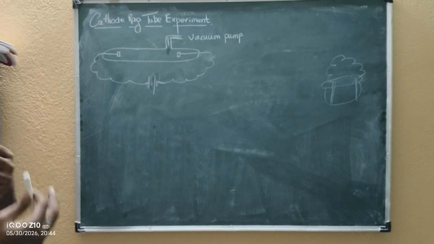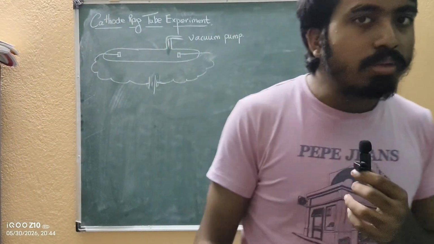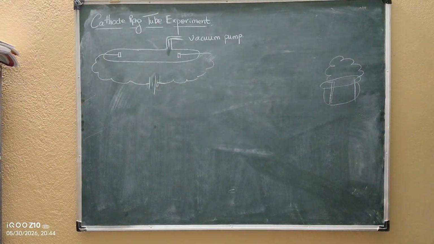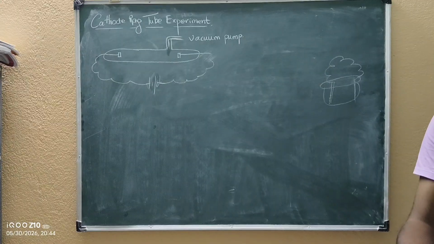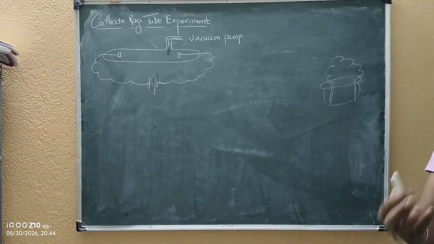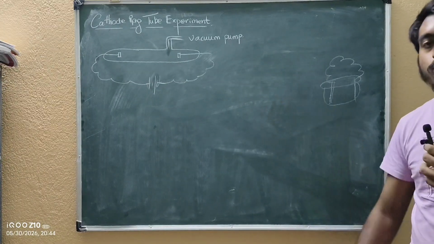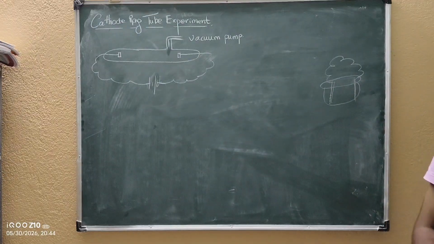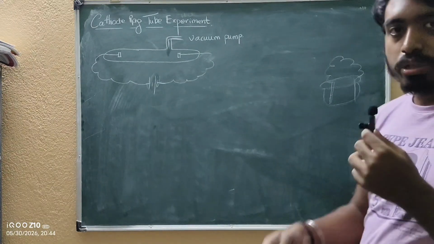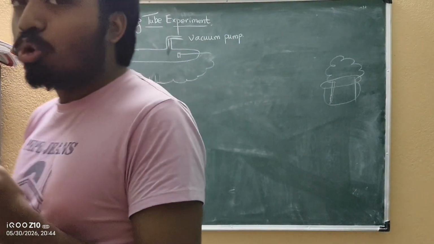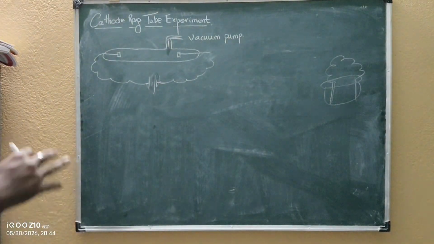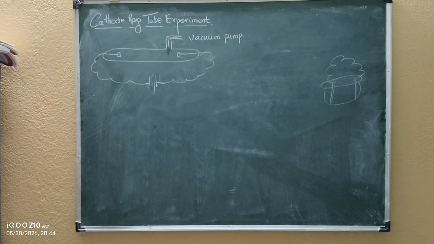when we are performing the CRT experiment, we cannot perform it at normal pressure. What is the normal pressure? One atmosphere is the normal pressure. We cannot do this experiment at normal pressure, that is at 1 atm pressure. So we need to do this experiment at a very low pressure. We will not perform the experiment in normal circumstances. That has to be noted.